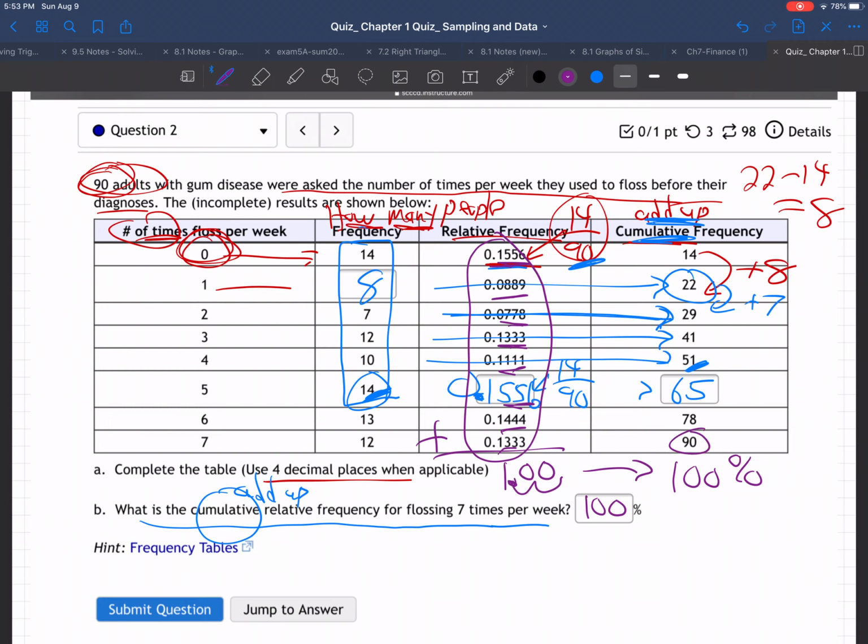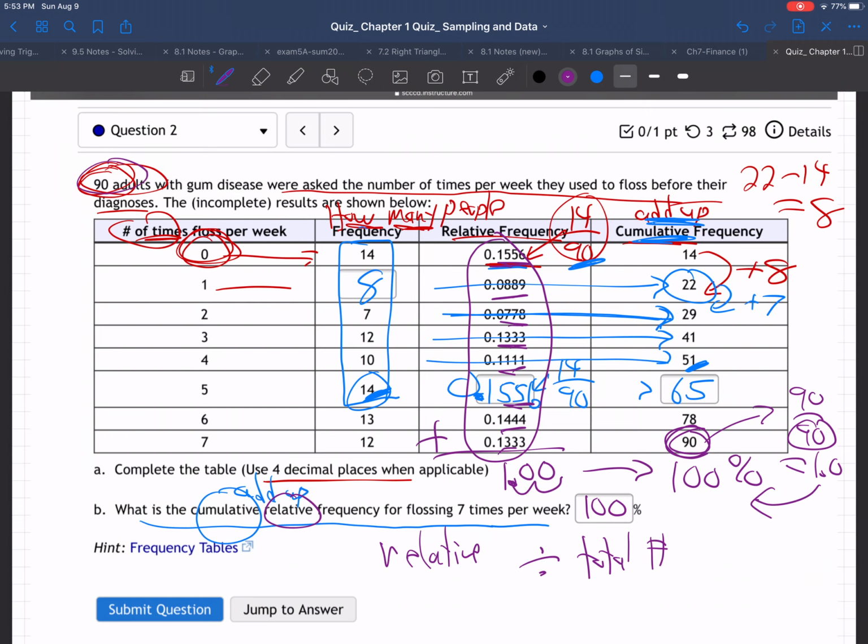Yeah, I should have probably done that. I should have just taken 90 over 90, which will be 1.0, which is 100%. 1.0 decimal is the same. That's a better way. Cumulative relative frequency: whenever it says relative, you must divide by the total number. So I took the cumulative 90 divided by the total number of 90 adults and got 1.0 decimal or 100%. So let's go back and put these numbers in. So this was 8, this is 0.1556, this is 100%.